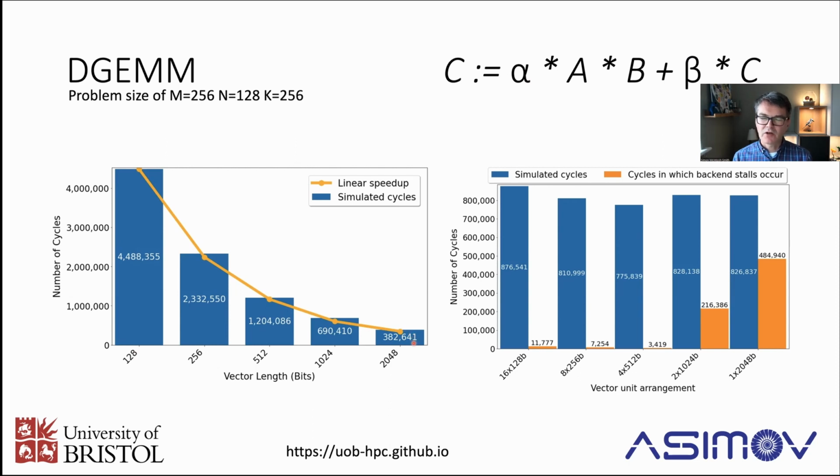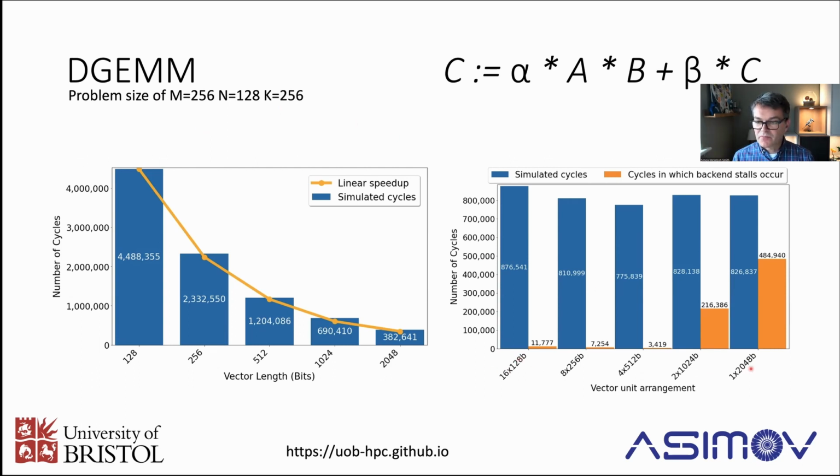So again, we can be confident the model's doing the right thing. And then we can start looking at a bit more detail of what's actually going on as we're increasing the width of the vectors. What we're showing on the right-hand side is the vertical axis is how many cycles it was taking to run this problem. By the way, the matrix size was an M of 256, N was 128, and K was 256. If you're doing matrix multiplies, you'll know what that means.